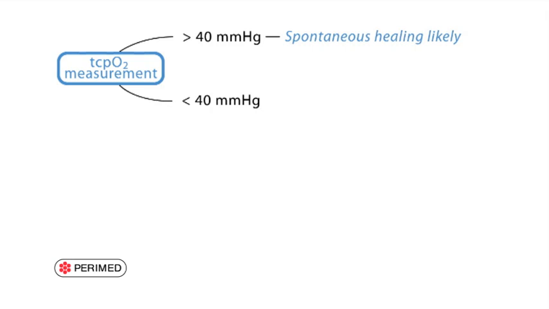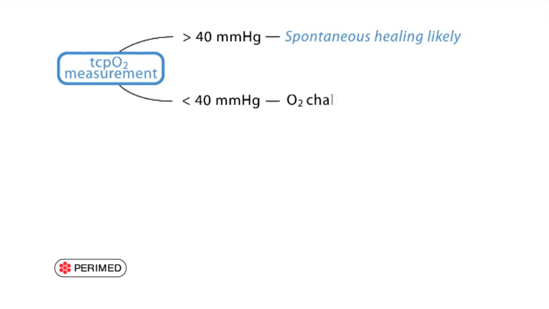That brings up some final comments regarding tcpO2. tcpO2 is a screening test. It is meant to be used as a guide to decision-making, taken in context with the other information you have available. Furthermore, what we have described over the past few minutes is a stepwise decision process. That is to say, you first perform a tcpO2 study to determine if a patient is likely to heal spontaneously.